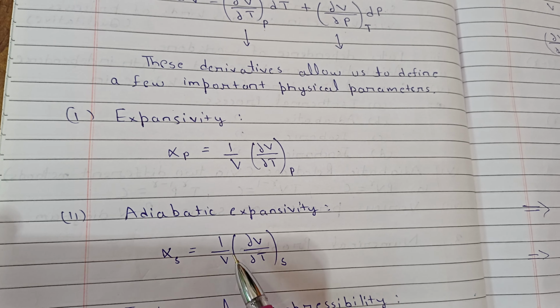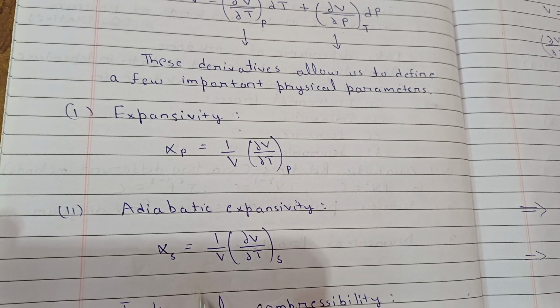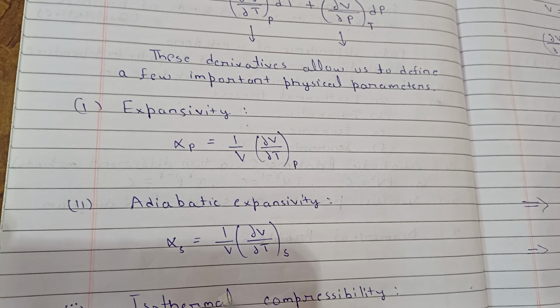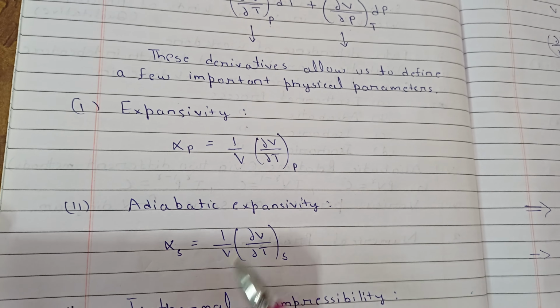So alpha S will be given by 1 upon V del V by del T. So this is also expansivity, but at constant entropy, or adiabatic. So this is the basic definition. Remember this del V by del T, how the volume is changing with temperature, per unit volume. So that's how you define this.